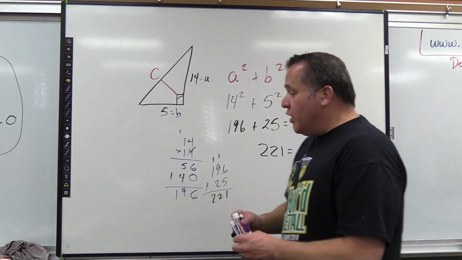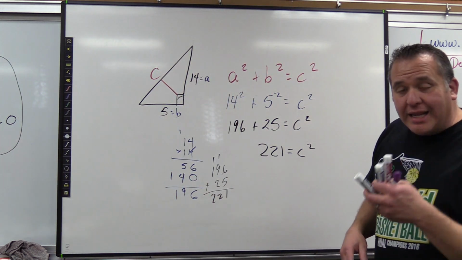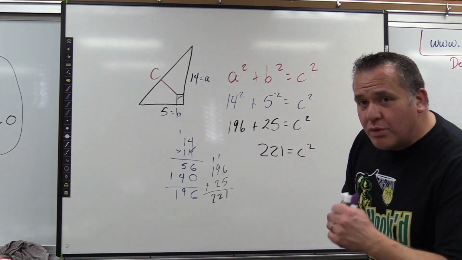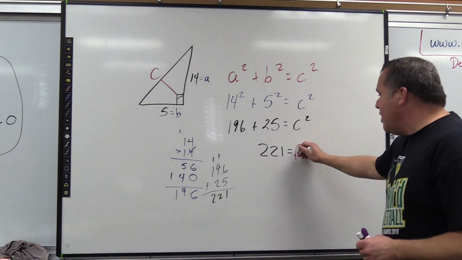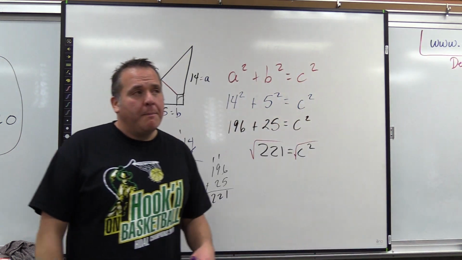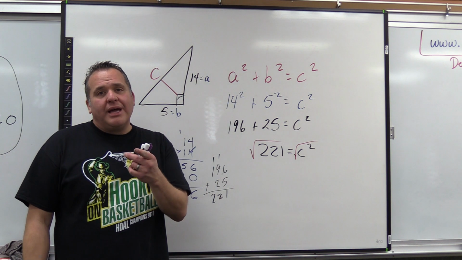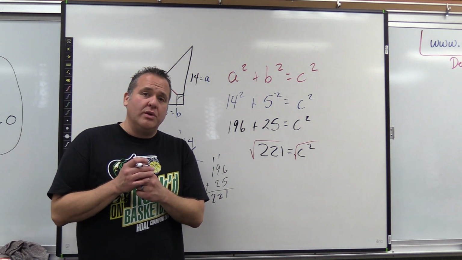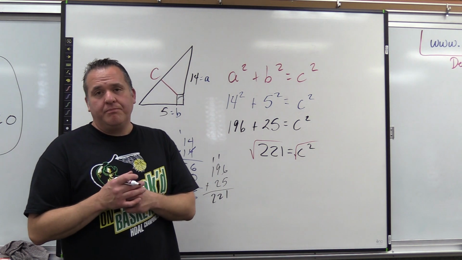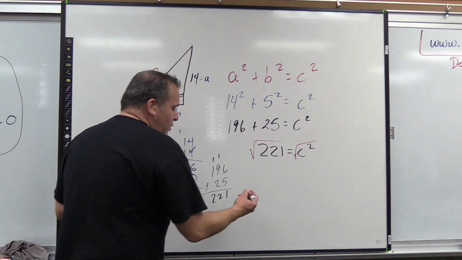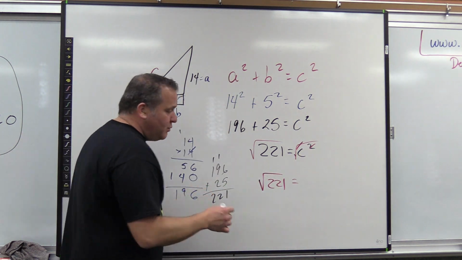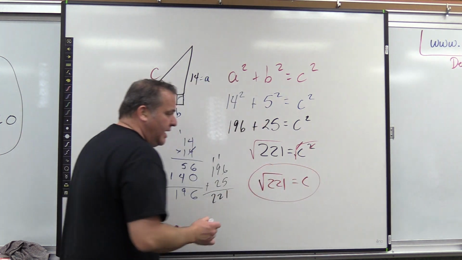Now, we're still not done, because remember, you're not looking for c squared, you're looking for c. So we've got to get rid of that square, and the way we get rid of the square is the square root. Watch. We're going to square root that c squared, and we're going to square root that 221. Are there any numbers that multiply together that are the same that will equal 221? Nope, there isn't one. So our answer is the square root of 221 equals, and don't forget, square and square root cancel, we get c, and that's our answer.